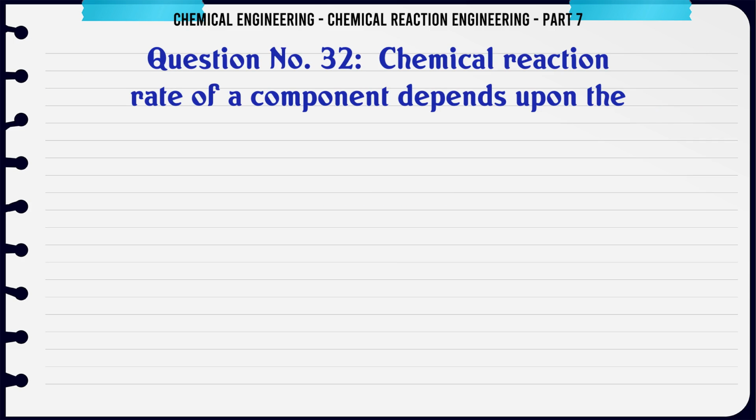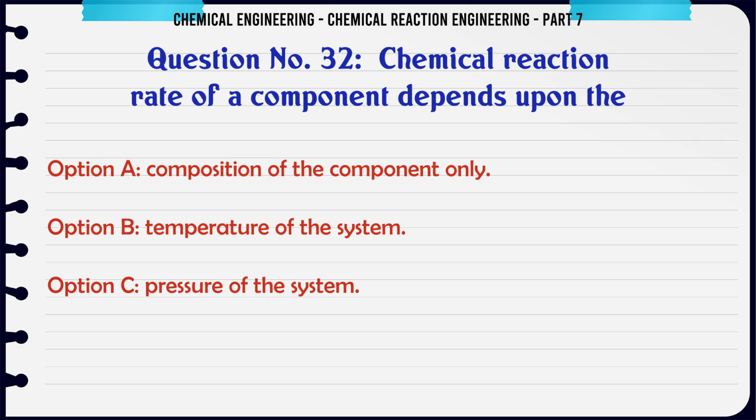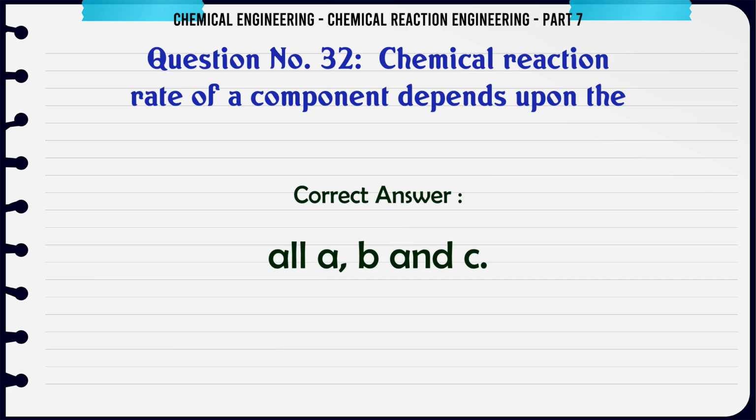Chemical reaction rate of a component depends upon the A. Composition of the component only. B. Temperature of the system. C. Pressure of the system. D. All A, B, and C. The correct answer is all A, B, and C.